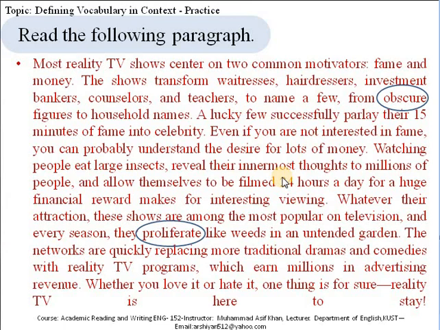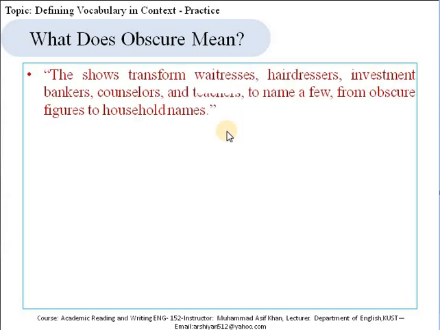Let's start with the word obscure. How is this word used in this paragraph? The lines where this word is used are: the shows transform waitresses, hairdressers, investment bankers, counselors and teachers, to name a few, from obscure figures to household names. Even if you have no idea what obscure means, you can still learn about the word by how it is used in this very paragraph or by examining the words and ideas that are surrounding this very word.